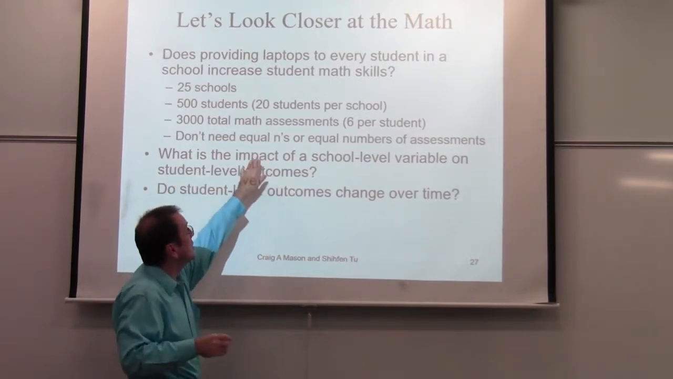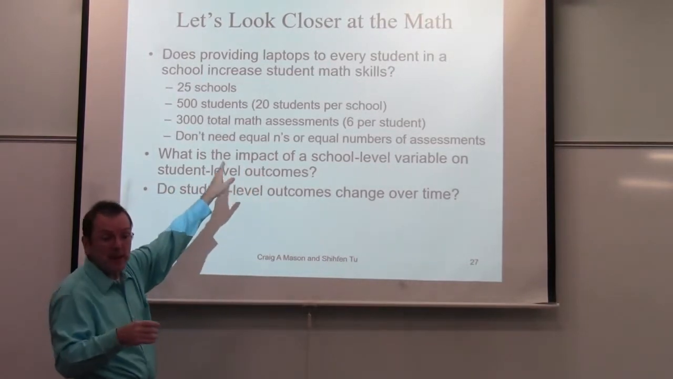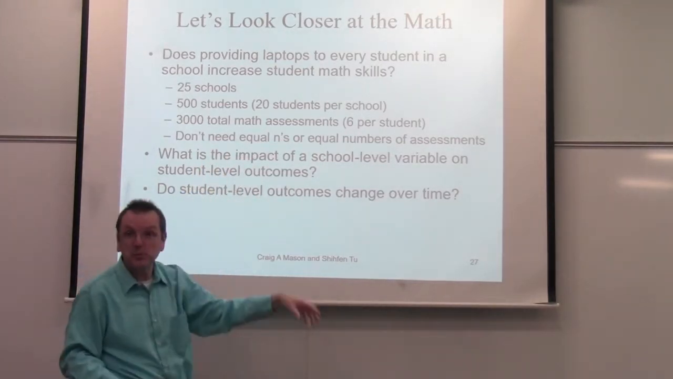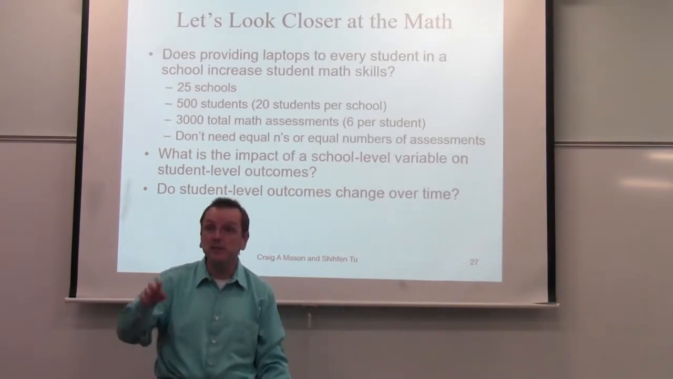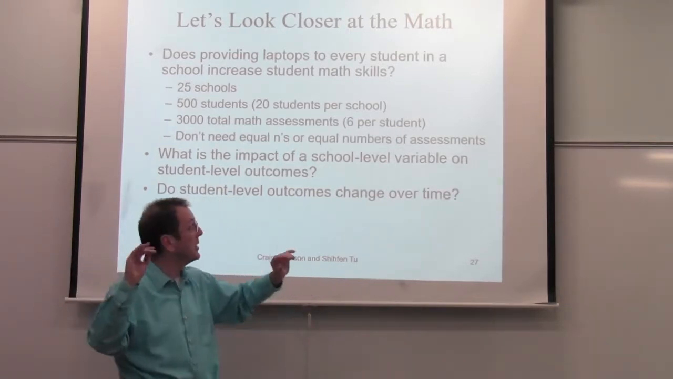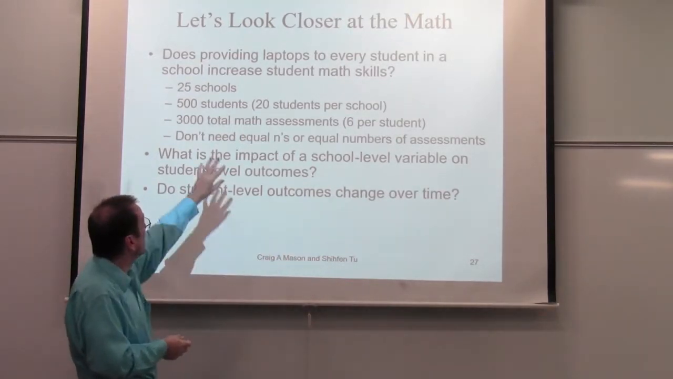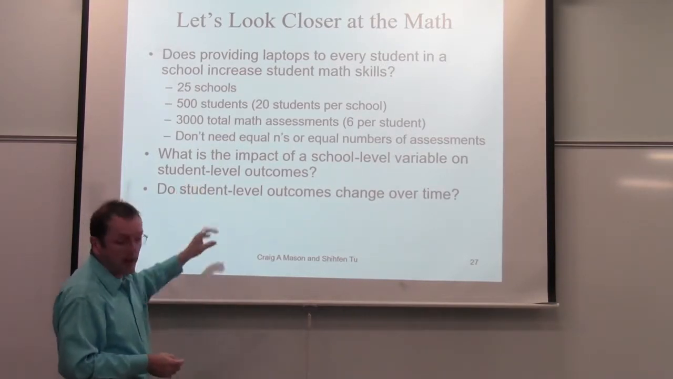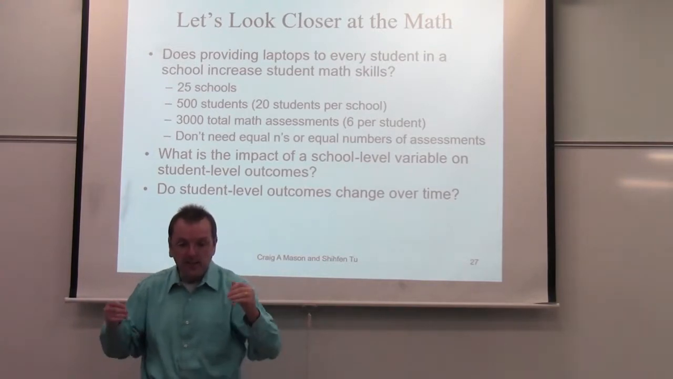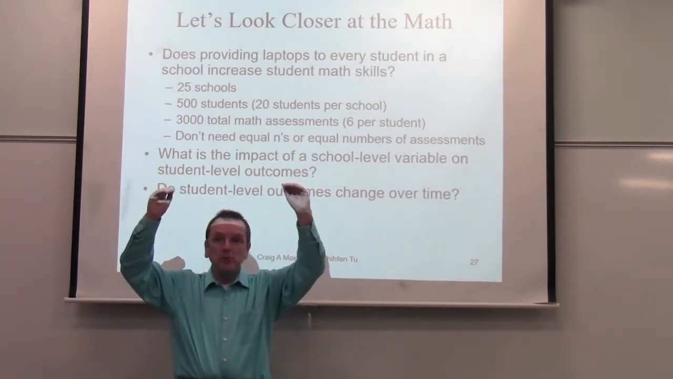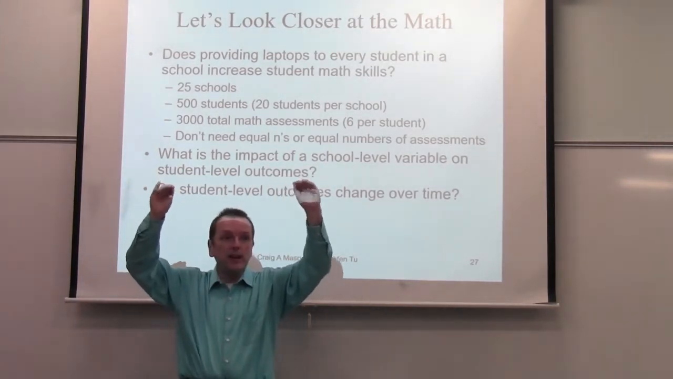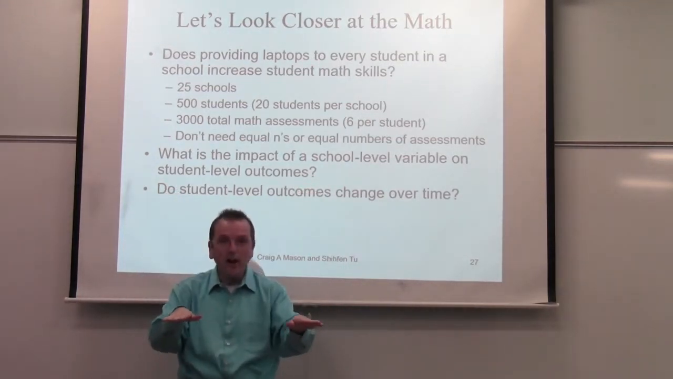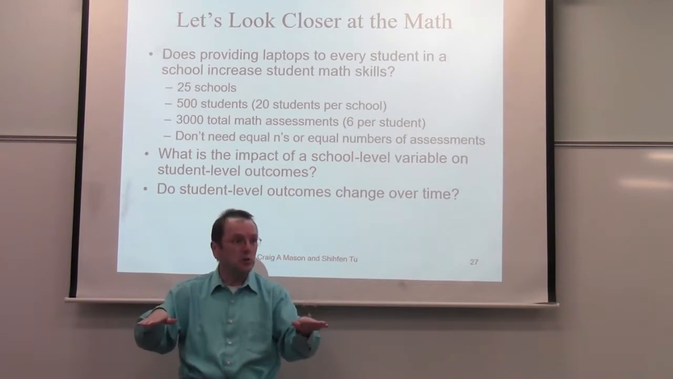Again, we don't need equal Ns. I'm assuming everything's equal, but when I say 6 assessments per student, some kids could only have 3, some kids could have 8. That's okay. We can work with that. Same with the number of kids per school. And we want to look at the impact of that school level variable. Does the school give every kid a laptop? On the child, ultimately on how the kids did?